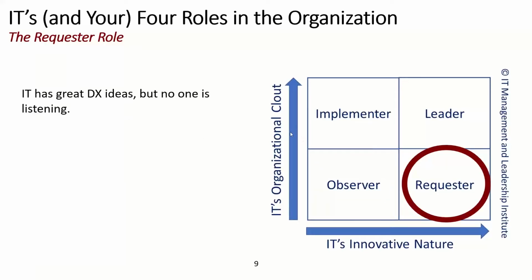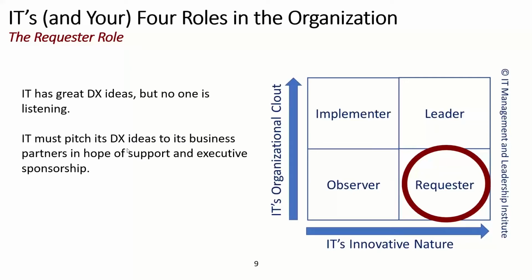The next, let's move over now to requester. With a requester, as you can see by where the box and the circle is, IT has high innovation, but doesn't really have much clout within the organization. Again, it could be caused by the feelings of technology from the senior management, or it could be because of operational issues that have occurred over time that have put, as they say, kinks in the armor. But in this case IT has some great ideas on process reengineering and all of these cool things that could be done to enhance technology. However, no one is listening. Why aren't they listening? You don't have the clout.